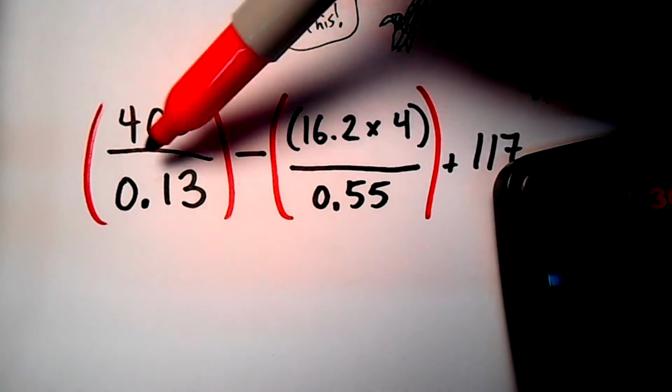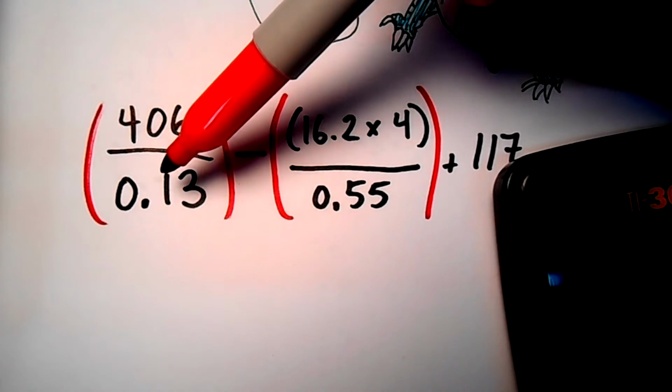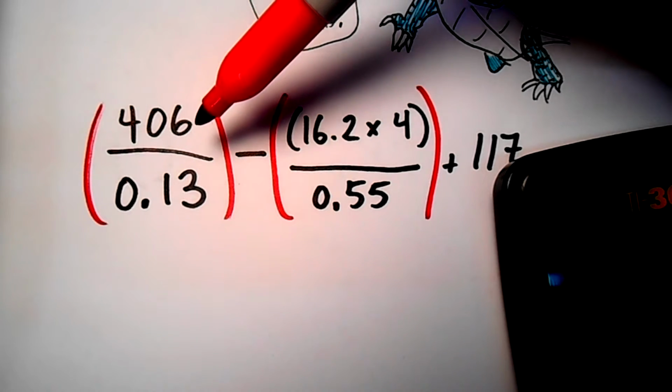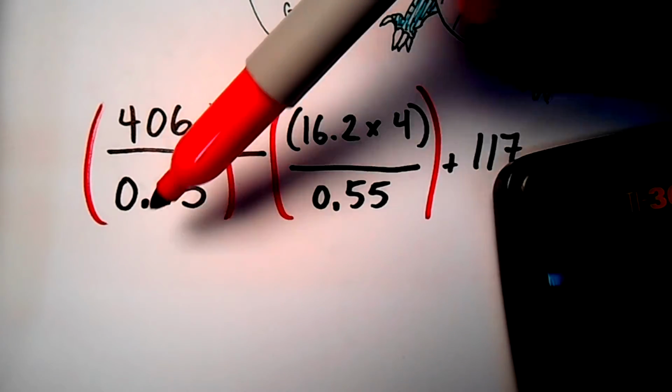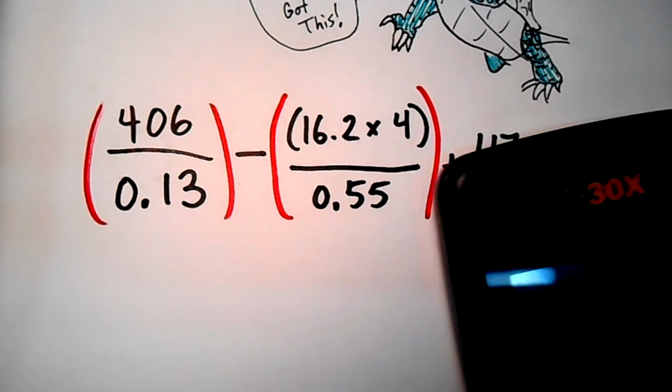I can see since I'm dividing, I'm going to use division sig fig rules, and that's all about rounding to my least number of sig figs. 406 has 3, but 0.13 only has 2 sig figs. So whatever this ends up being has to be rounded to 2 sig figs.